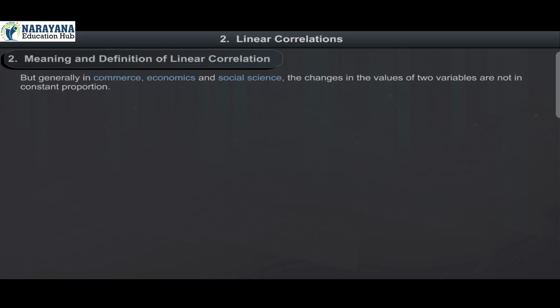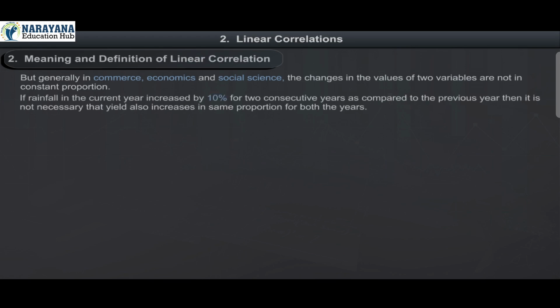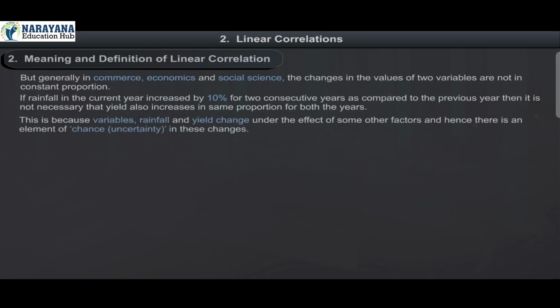in constant proportion. For example, if rainfall in the current year increased by 10% for 2 consecutive years as compared to the previous year, then it is not necessary that yield also increases in the same proportion for both the years. This is because the variables rainfall and yield change under the effect of some other factors, and hence there is an element of chance, that is uncertainty, in these changes.